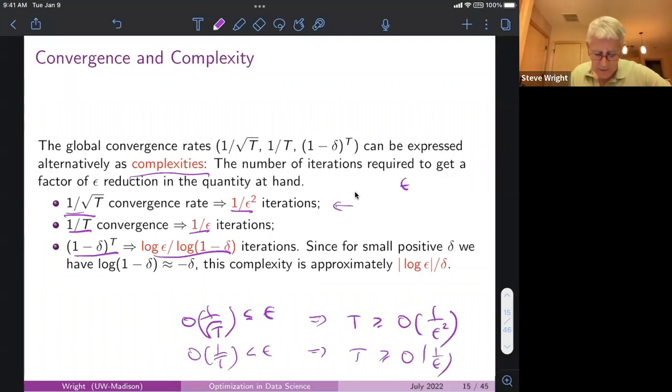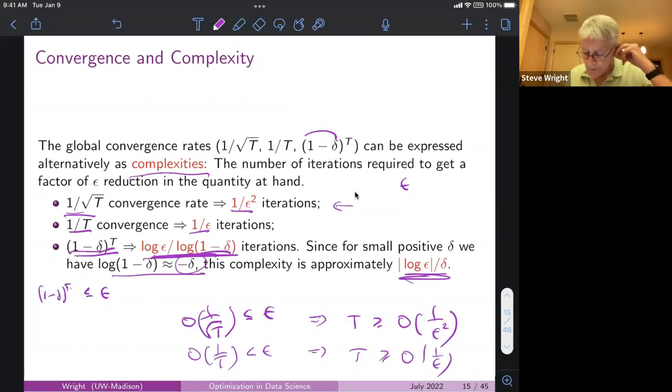The interesting one is this last one. If you've got this geometric rate of convergence, where the constant in the geometric rate is 1 minus delta for some small delta, you can show by taking log of both sides. You start with (1 minus delta) to the t, less than or equal to epsilon. You take log of both sides and solve for t, and you end up with log epsilon over log (1 minus delta). And because log (1 minus delta) is close to minus delta, this is approximately log epsilon over delta.